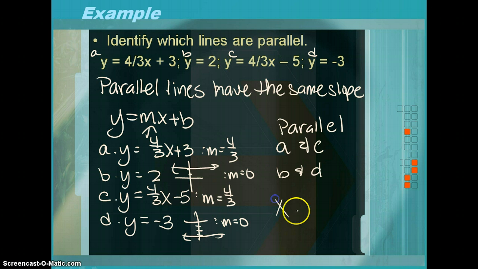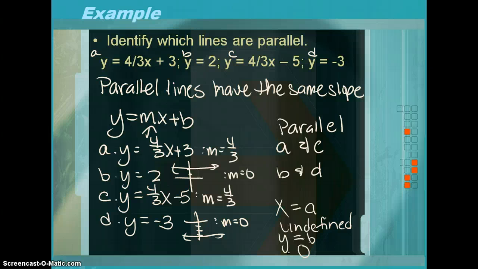Please understand that if you have x equals a, its slope is undefined. And if you get y equals b, where a and b are obviously numbers, y equals b has a slope of 0. So those are just two special cases that you have to remember, which are vertical and horizontal lines.